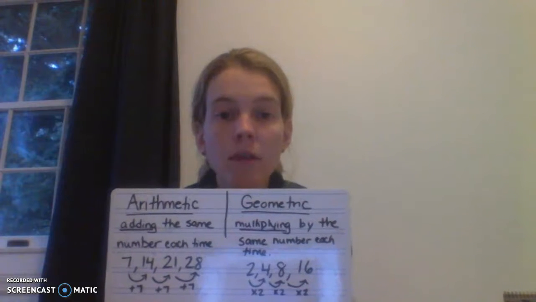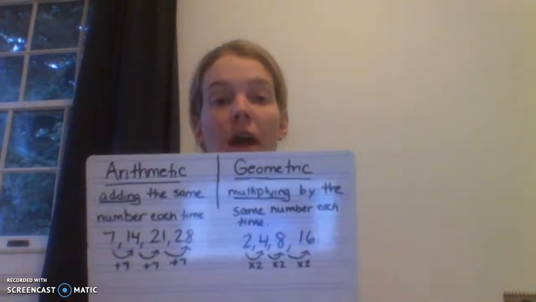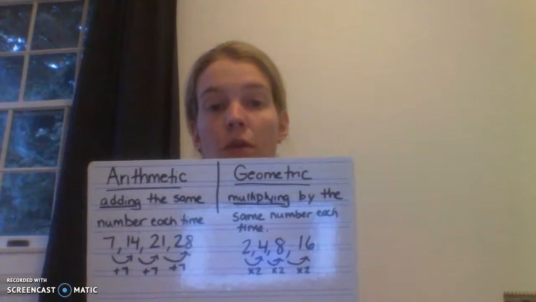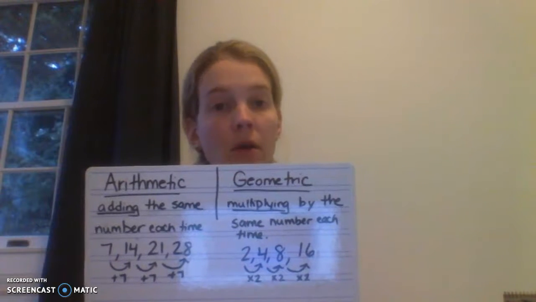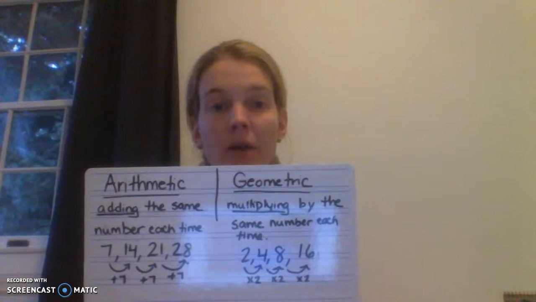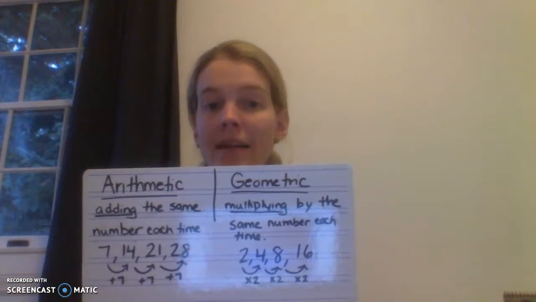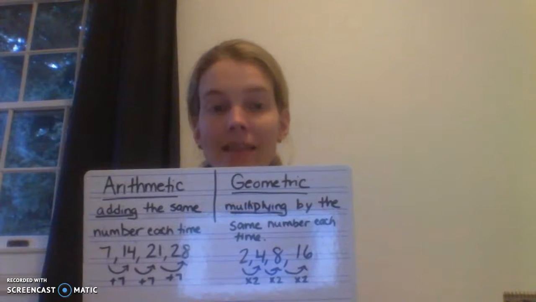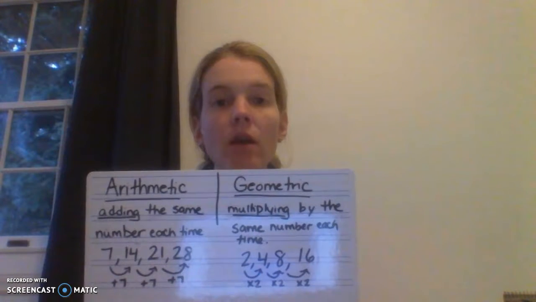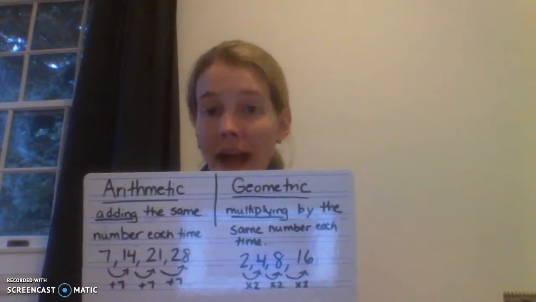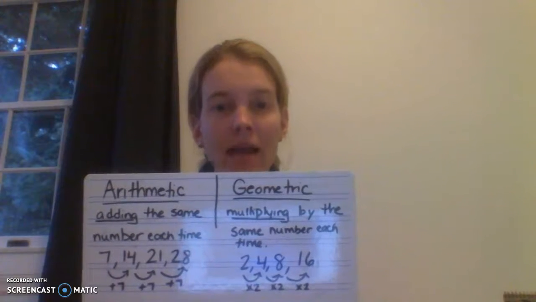Arithmetic sequence is adding the same number each time. So for example, 7, 14, 21, 28, you would need to figure out what was happening in this pattern. And you'll notice that each time we're adding 7. So anytime that you're adding the same number, it's arithmetic. So think they both start with the letter A, arithmetic and adding.